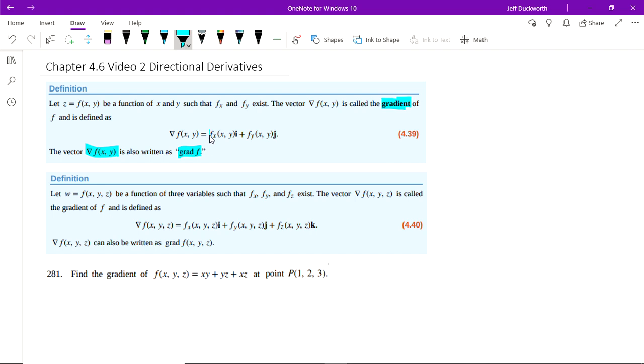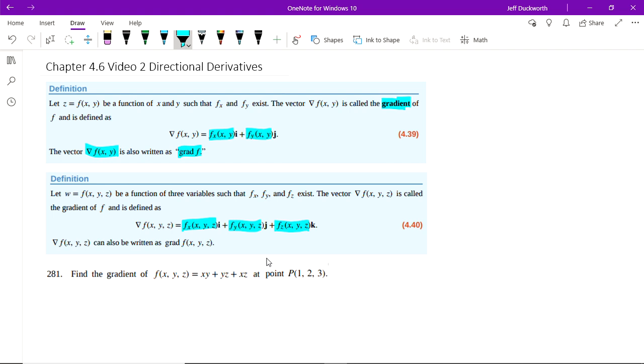So you can just find the partial with respect to x. You multiply by your i, that'll be your i component, and you take it with respect to y for the j. And if you've got 3, it's the same. It's the derivative with respect to x for i, respect to y for j, and respect to z for the k.